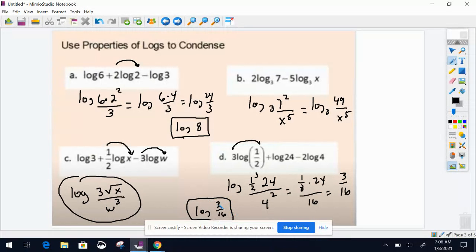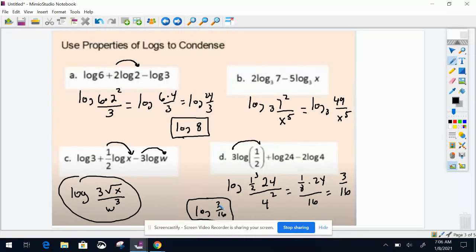Again, when I say to condense things, we're only going to write the word log down one time. And anytime you see a plus sign, you should never have a plus sign in your answer. It automatically gets turned to multiplication. You should never have a number out in front. It automatically gets turned into an exponent. And you should never have a subtraction sign because that automatically gets turned into division.